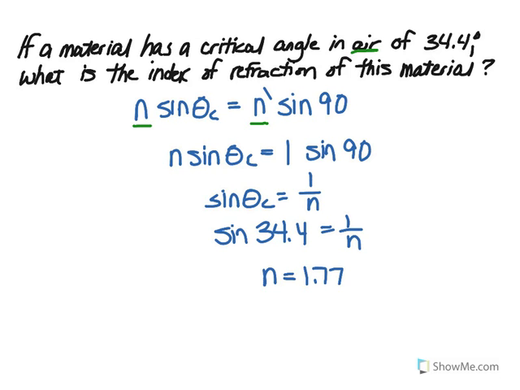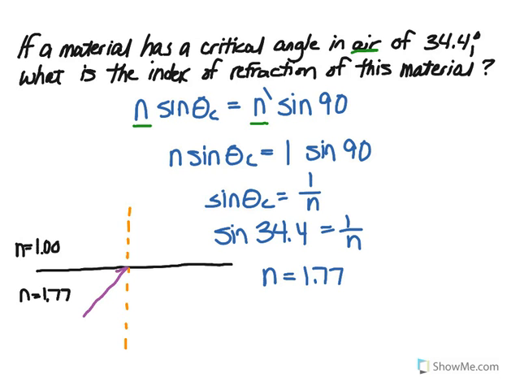And I'll just draw that out once more, because I feel like the critical angle is sometimes a tough concept. So here is the n of 1.77. This is our unknown material, and then the air with an index of refraction of 1. And if we draw in a normal, our critical angle for this interface is 34.4 degrees. So maybe something like this. This angle is 34.4 degrees.